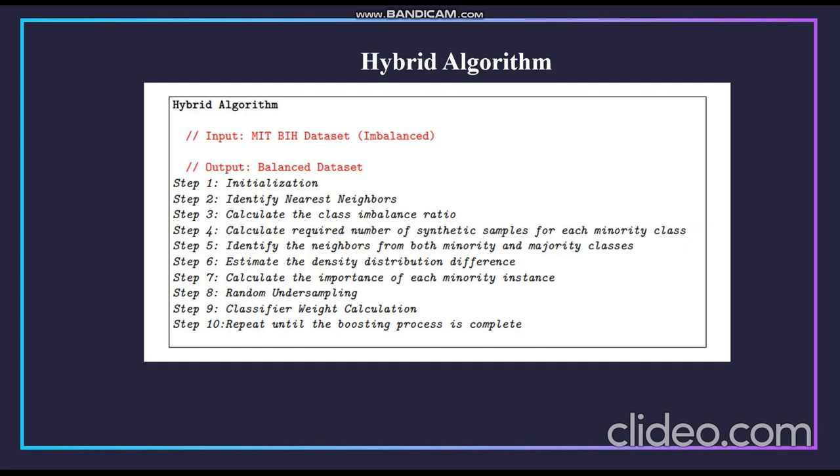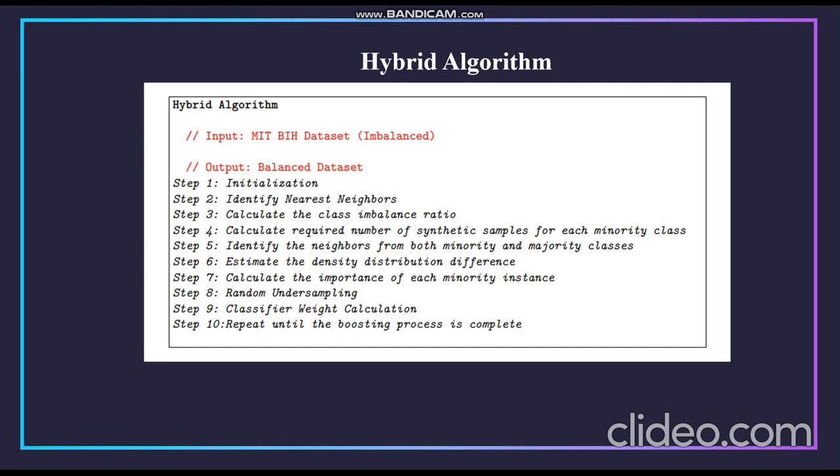Basically, this step aims to reduce the dominance of the majority class and prevent the classifier from being biased toward it. Then we have to calculate the weighted error of the base classifier on the entire dataset. The weighted error accounts for the fact that the dataset is imbalanced, giving more importance to the minority classes. The next step is classifier weight calculation. Here we have to calculate the weight of the base classifier in the ensemble based on its weighted error.